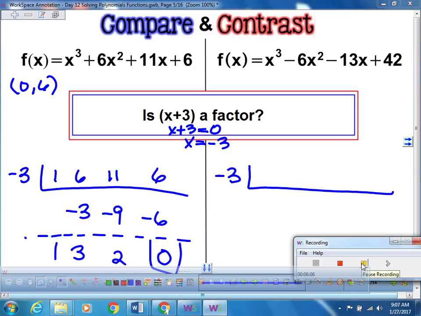Okay, so we're going to check and see if negative 3 is a factor. And so I have coefficients of 1, negative 6, negative 13, 42. What did I not do?